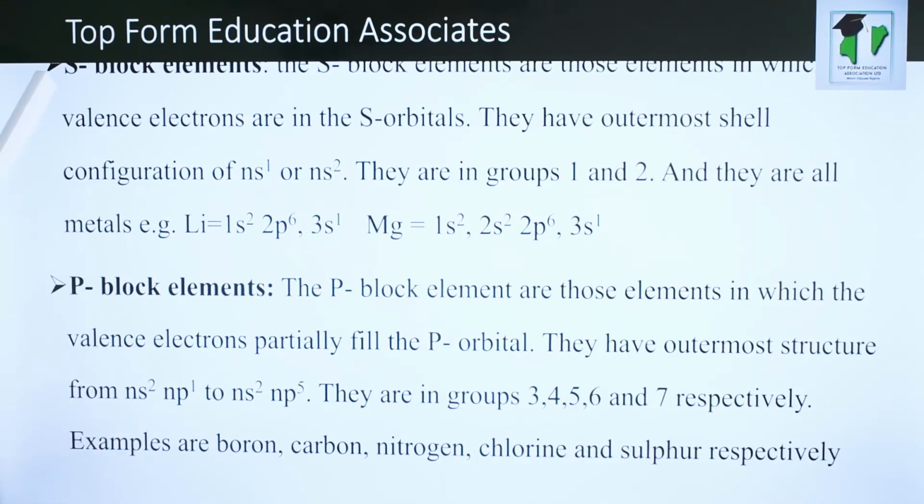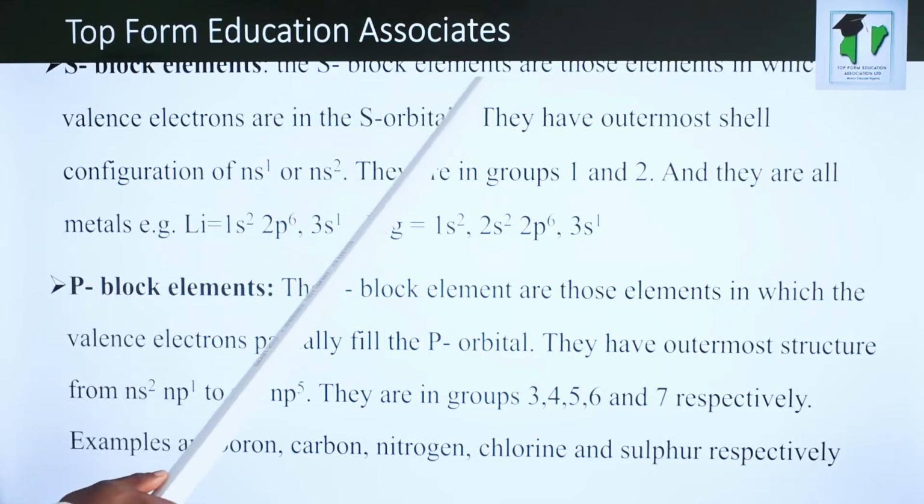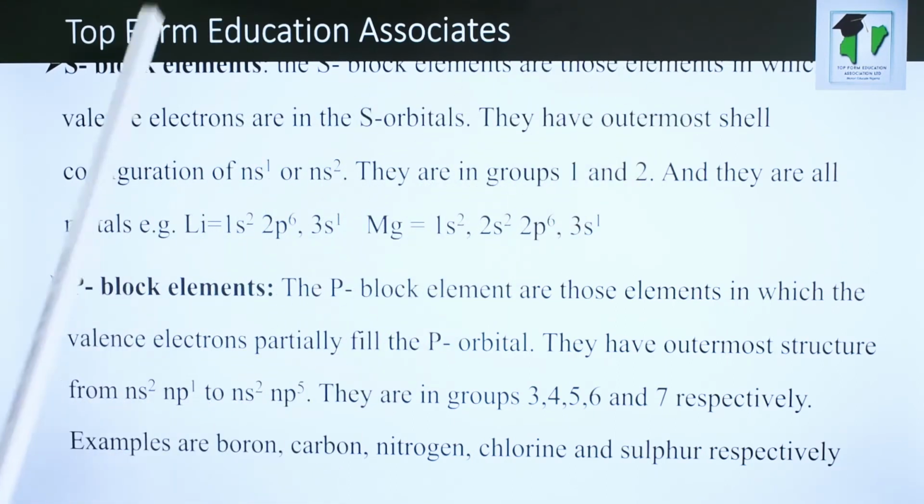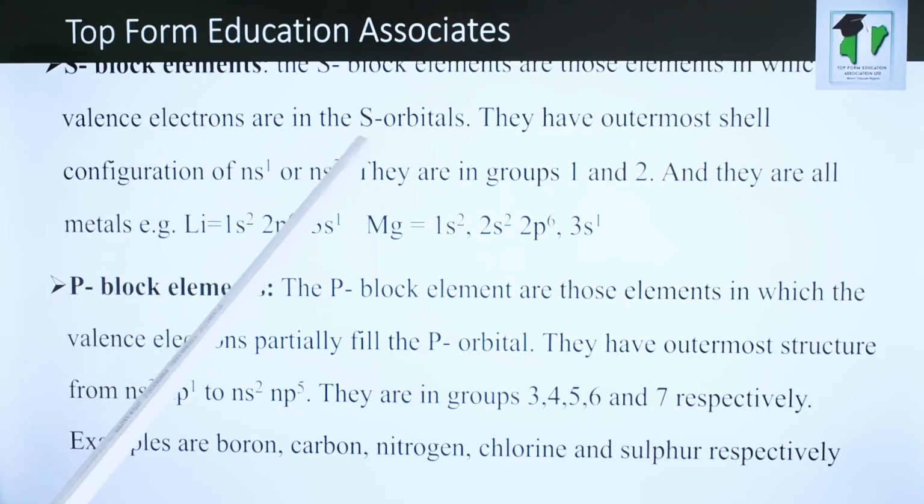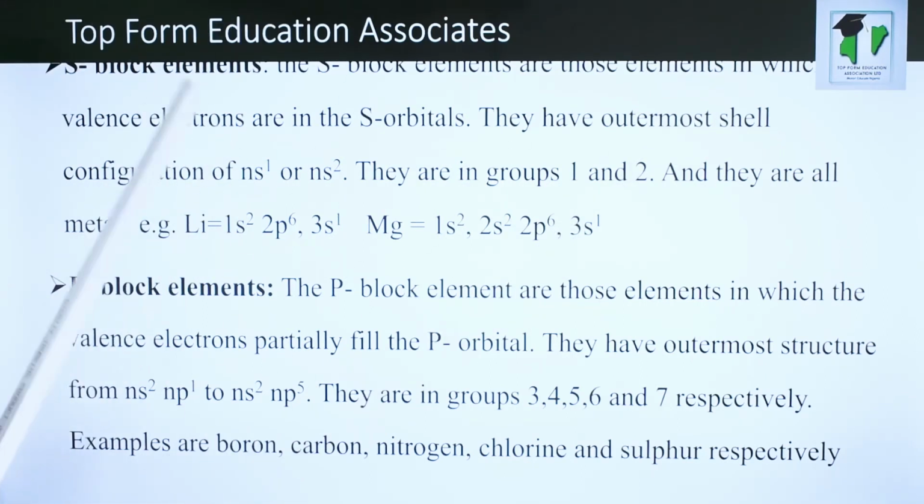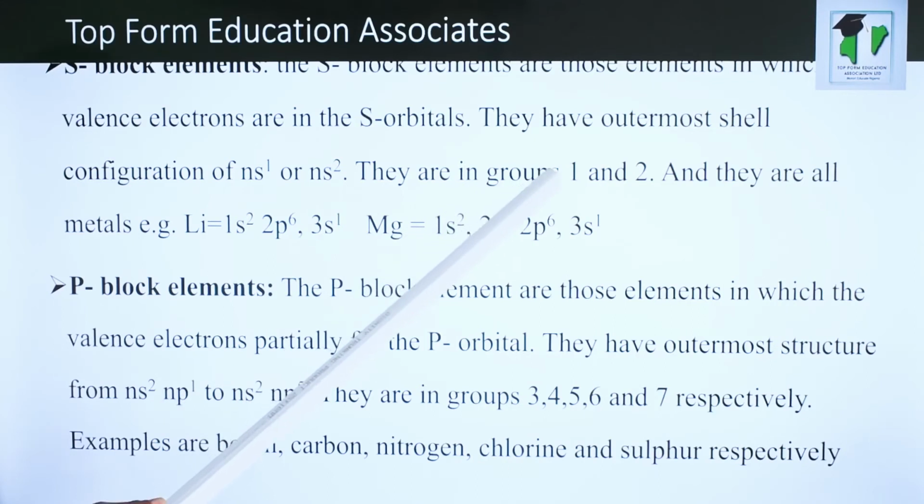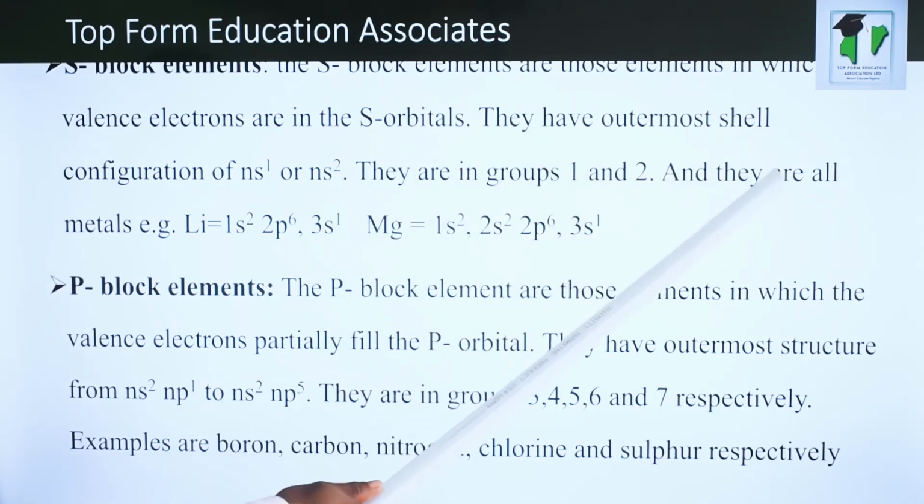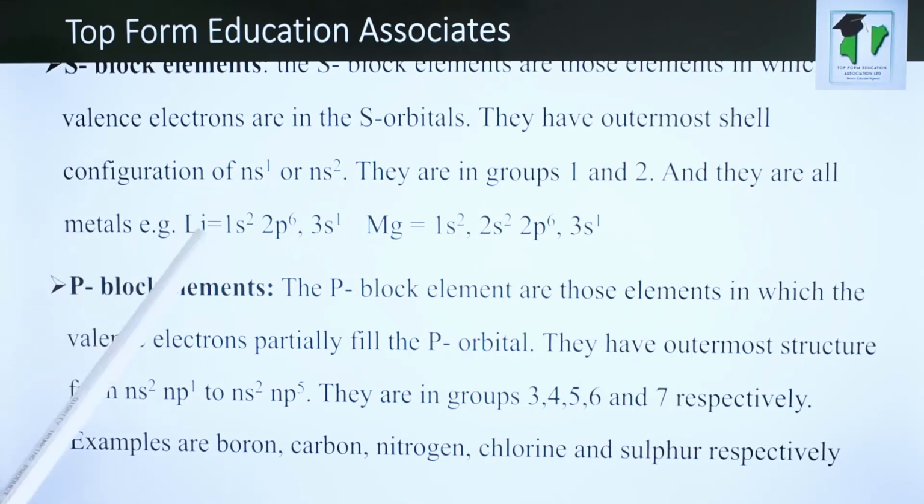S block elements. The S block elements are those elements in which valence electrons are in the S orbitals. They have outermost shell configuration of ns1 or ns2. They are in groups 1 and 2, and they are all metals. For example, lithium, magnesium. Calcium is also in group 2. Sodium is in group 1, and so are many other metals.